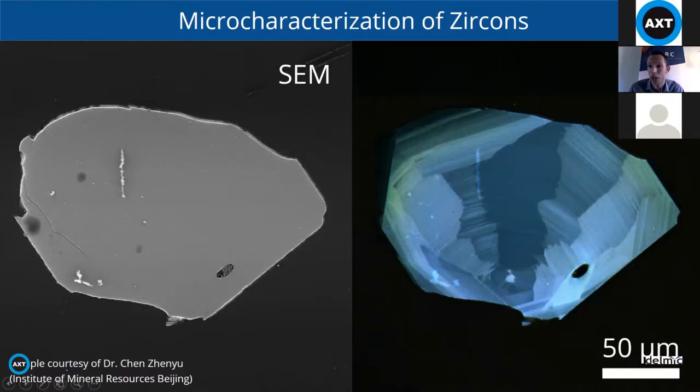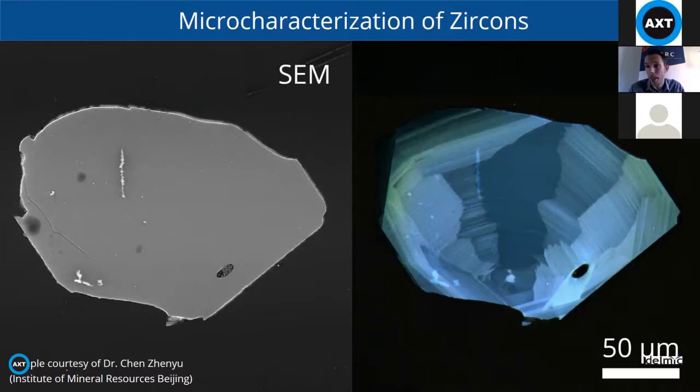And here there's an example where you can see a beautiful zonation pattern and all of these fine lines, which are really related to the growth of these zircons. And of course, these zircons can also remelt over time, which again changes these patterns, and all of that can be interpreted.